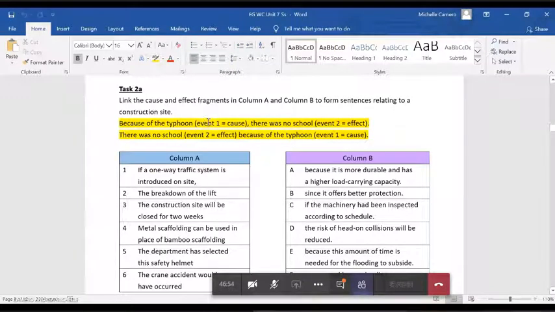So the cause is event number 1. It's the thing that has to happen first. And then the effect is the result. It's event number 2. So if there was a typhoon, that's the cause, event number 1. What happens? Well, there might be no school, which would be the result of the typhoon. So no school would be event number 2, the effect.